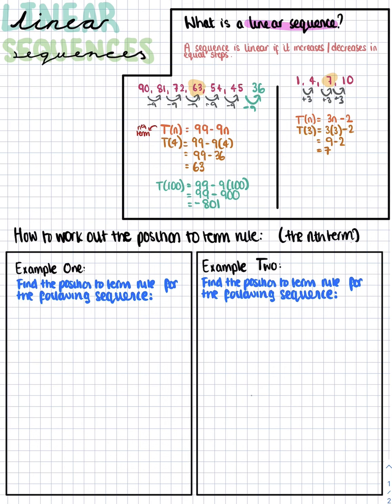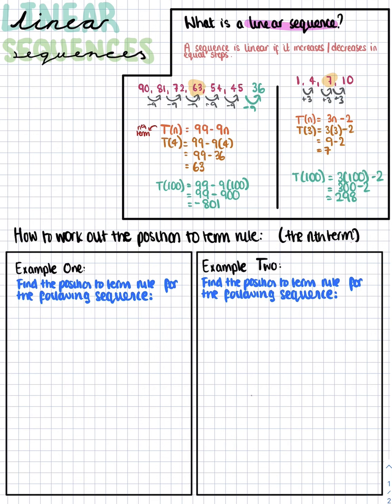So what would we get for our 100th term? Well, let's replace n with 100. So for term 100, I will get 3 times 100 minus 2. 3 times 100 is 300, and minus 2 is 298. So my 100th term is 298. In this video, we're going to focus on working out the position to term rule. In other words, we're going to look at working out the nth term.